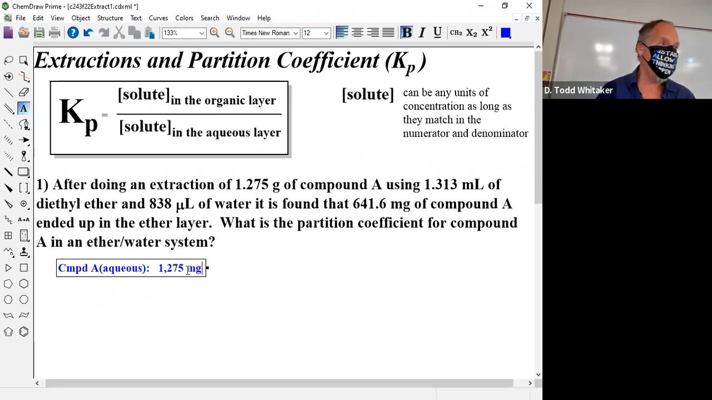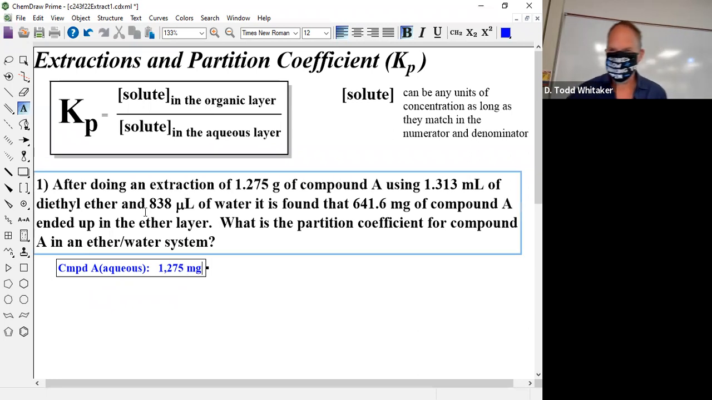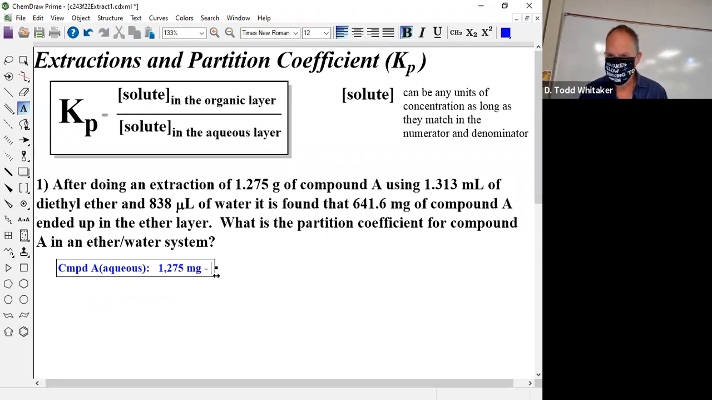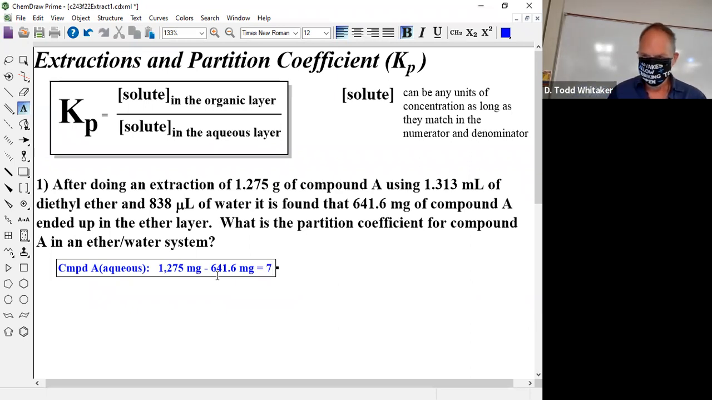I will do it for you if you want. Are we okay? That's the amount total, right? 1,275 milligrams. And how much of that ended up in the organic layer? 641.6. Somebody give me a number here for the answer. And it's going to be 700 and something milligrams. Yeah. Okay, my math isn't what it used to be, right? Oh, it can't be 700. That'd take over 1,300. Duh. Sorry, say it again.